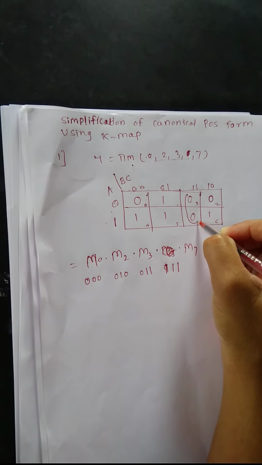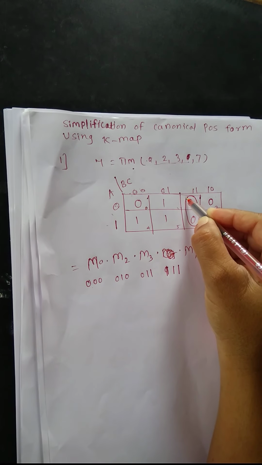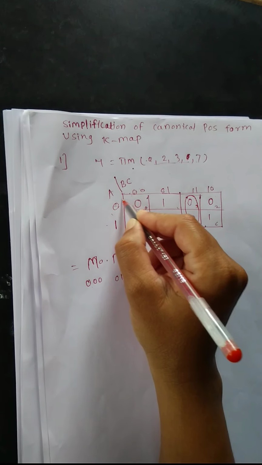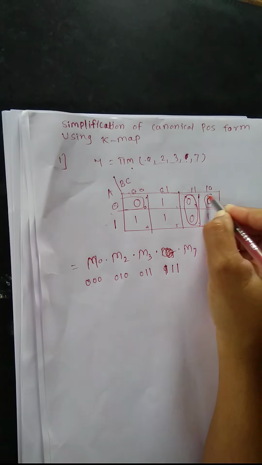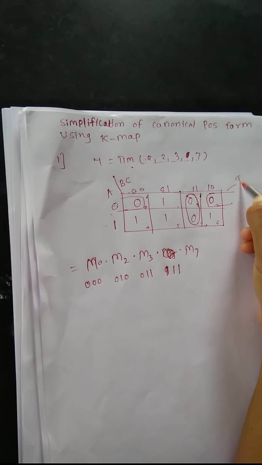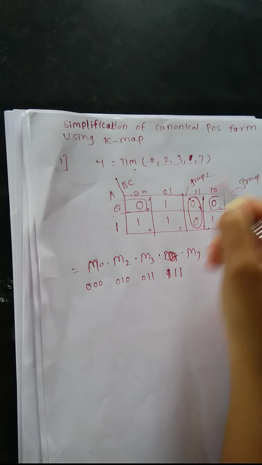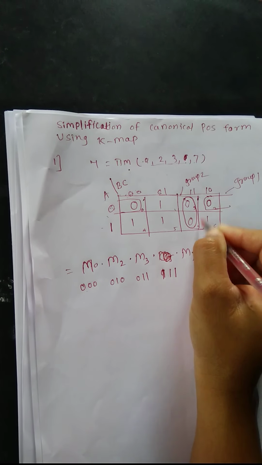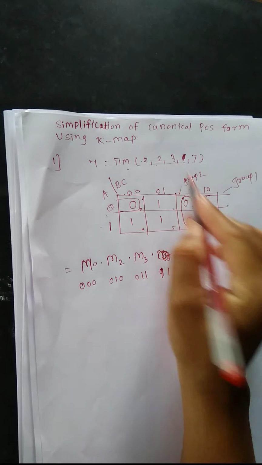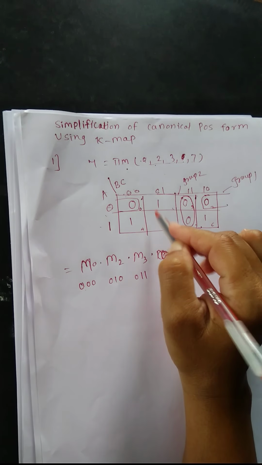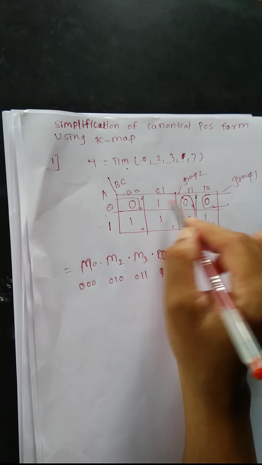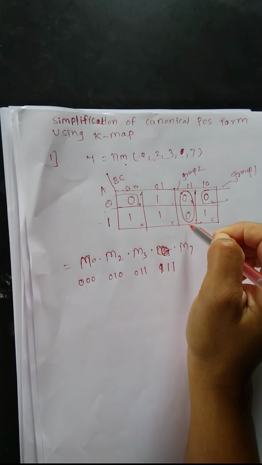This is the first group, group 1, and this is group 2. In this POS expression, we put logic 0 for max terms and 1 in the remaining boxes, and the grouping is of zeros.